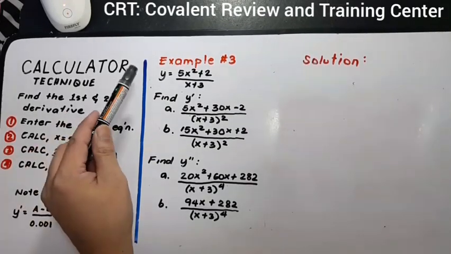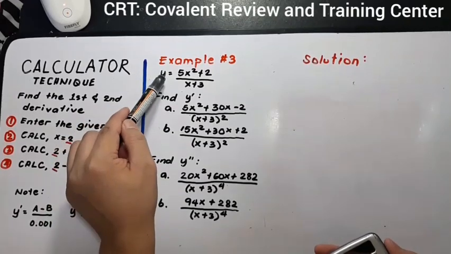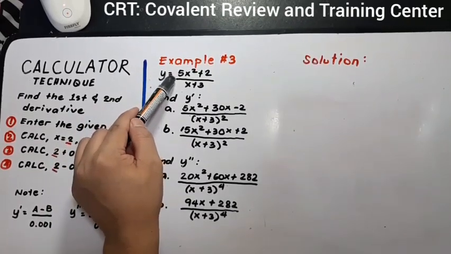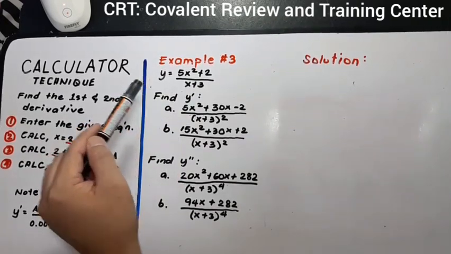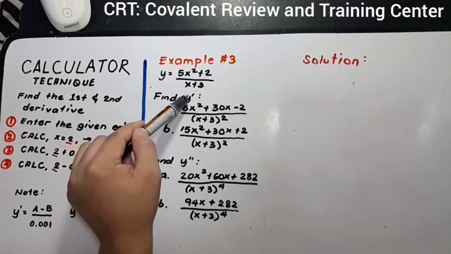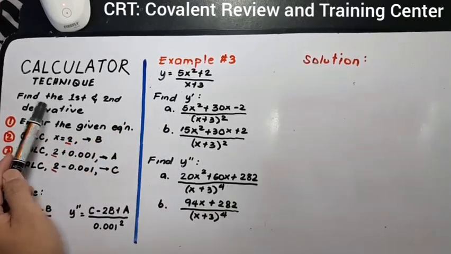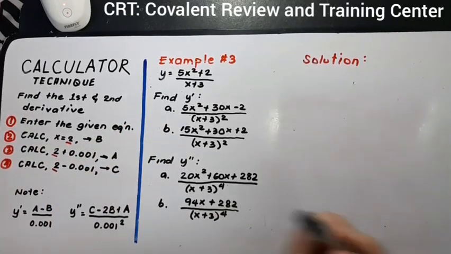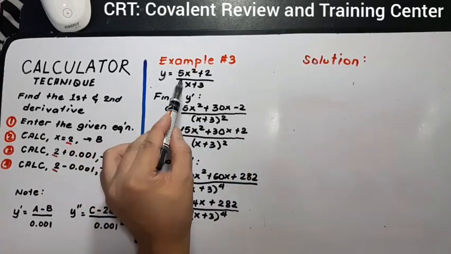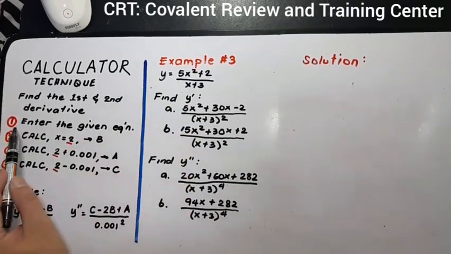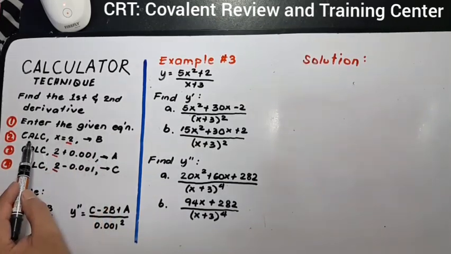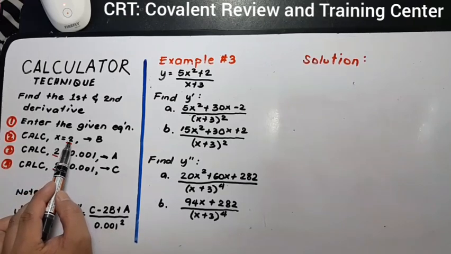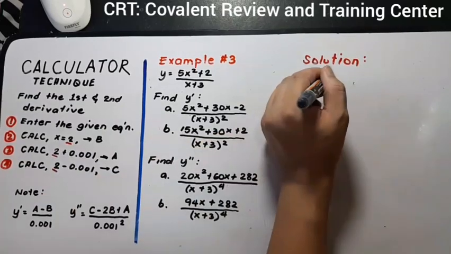Example number 3. The given equation is y equals 5x squared plus 2 all over x plus 3. This is derivative of quotient. Let us find the first derivative and the second derivative using our technique. So first, enter this equation to your calculator. This is our first step. Enter the given equation. Then press calc and let x equals 2. Then save the result to memory B.